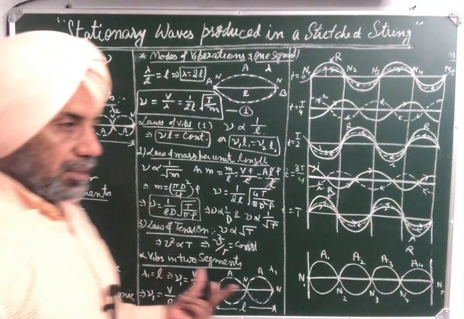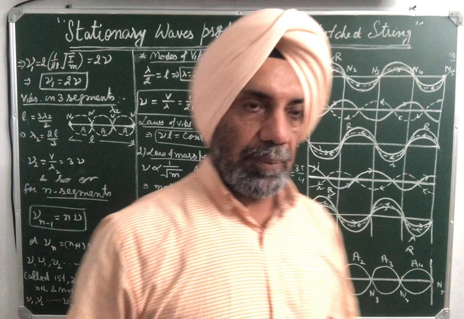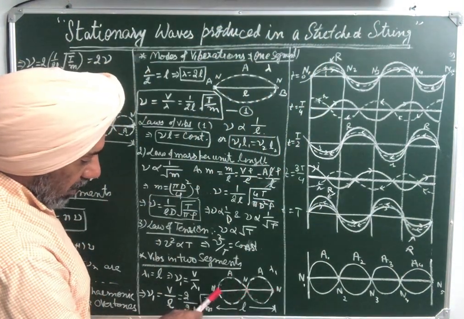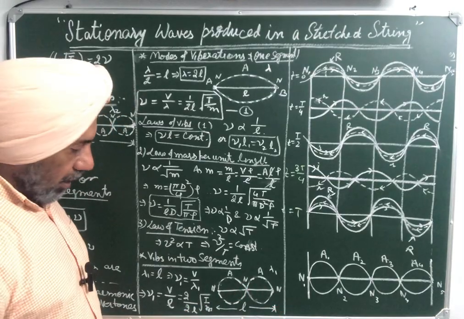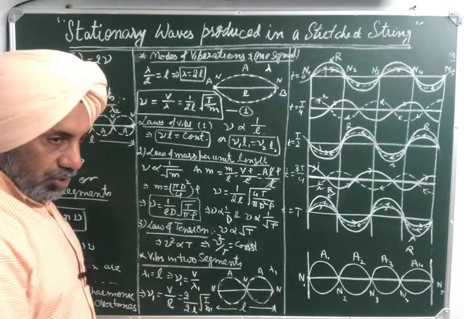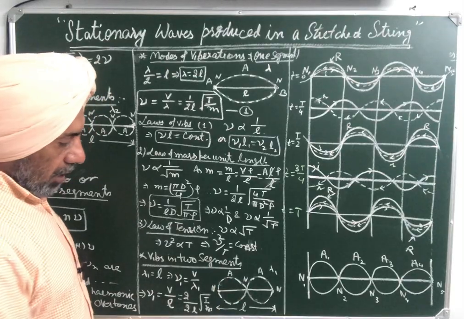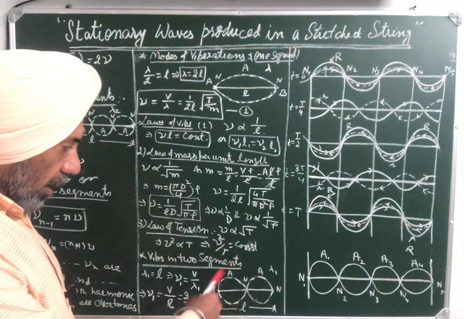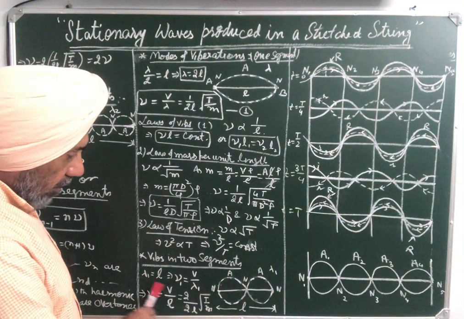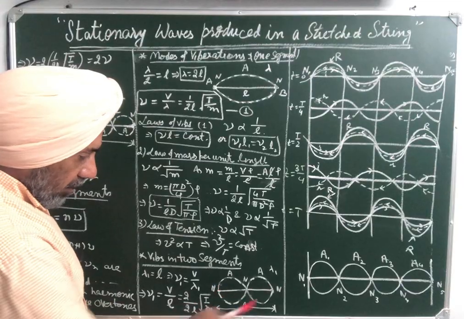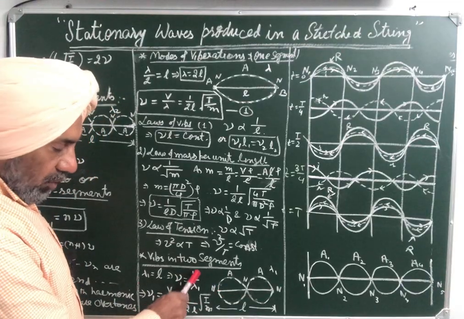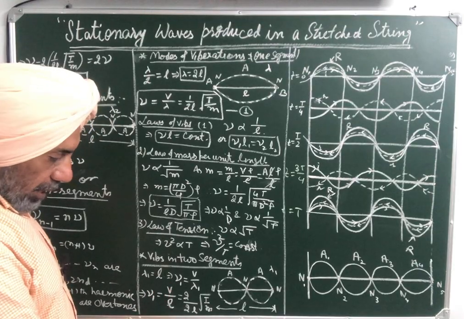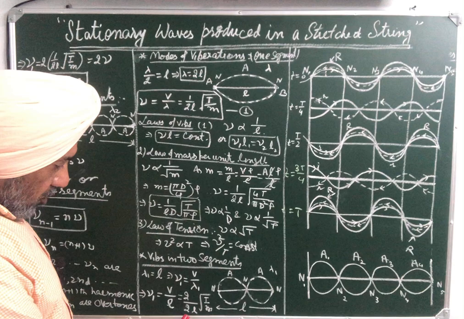Now, what happens when the string vibrates in two segments? With the same length L, we divide it into two equal segments, so we get two loops like this. Now we have 3 nodes and 2 antinodes. So the wavelength changes. Let lambda 1 be the wavelength of the wave produced when the string vibrates in two segments. Then lambda 1 will be equal to L, because a full wave is produced, so nu 1 is equal to v upon lambda 1, or v upon L.